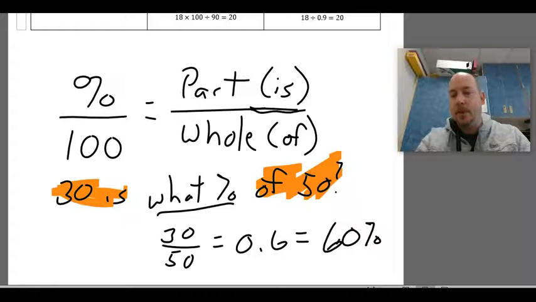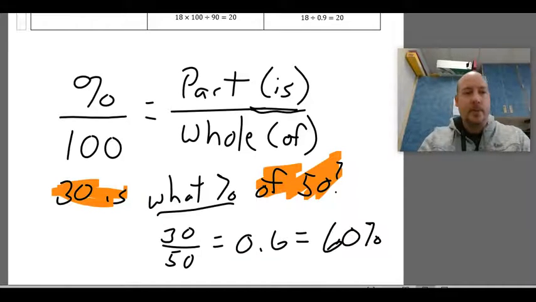Okay, so really 2 methods. Again, we could use that proportion, or we could just take the right part of the proportion, change that fraction into a percent by changing it to a decimal first.